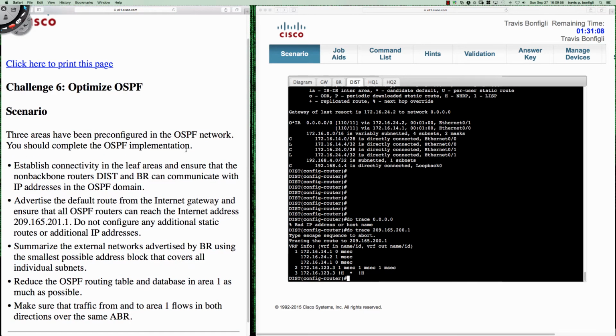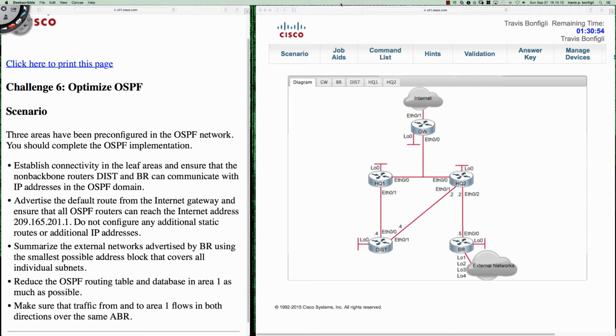making sure that traffic from and to area 1 flows in both directions over the same ABR. Well, we kind of took a look at that earlier in activity 5, right? What's one of the ways that we addressed the issue when we were saying we want the traffic from the distribution router to flow this way as opposed to going that way? Well, we got in there and we manipulated the OSPF cost. So if I want to make sure that all traffic leaving the distribution goes to the same ABR, we'll go ahead and say we'll use HQ1. That is going to be the ABR all traffic goes out.